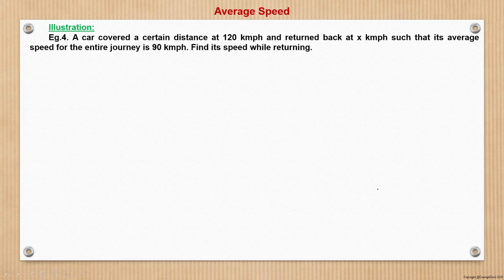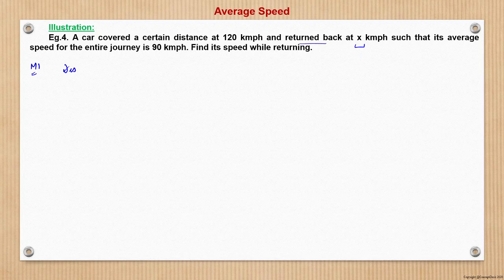So now if we look at question number 4: a car covered a certain distance at 120 km per hour and returned back at x km per hour such that its average speed for the entire journey is 90 km per hour. Find its speed while returning, that is, find the value of x. An important question again, conceptually. Again method 1: a car covered a certain distance at 120 km per hour and it returned back, so in the return journey it covers the same distance at x km per hour.